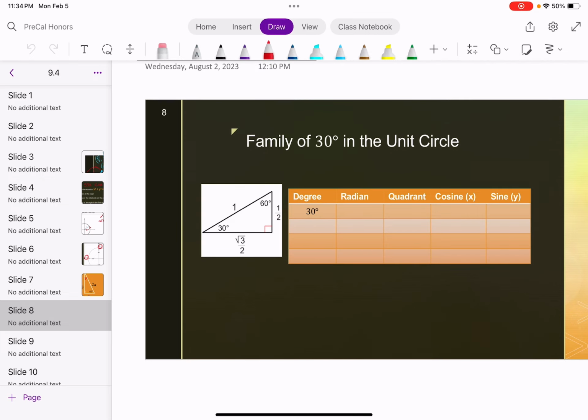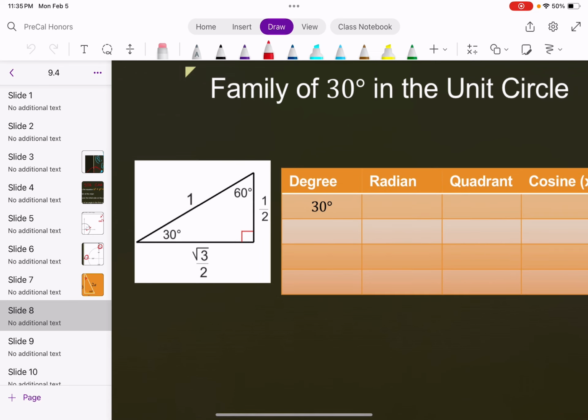So here we start looking at our 30 family. We started kind of describing exactly what we are looking for within these problems. First thing is having an understanding of what exactly we are looking at. So first thing is we need to fill in the degrees for each one of our 4 areas. So we'll begin with 30, 150, 210, and 330.